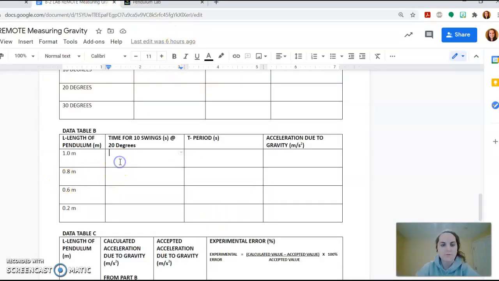We're starting with 1 meter, then we're going to 0.8, then 0.6, then 0.2. Again, recording the time for it to do 10 back and forth swings, then taking that time and dividing it by 10 in order to get your period time. Now that we've gotten both of these columns done, we can talk about the acceleration due to gravity.